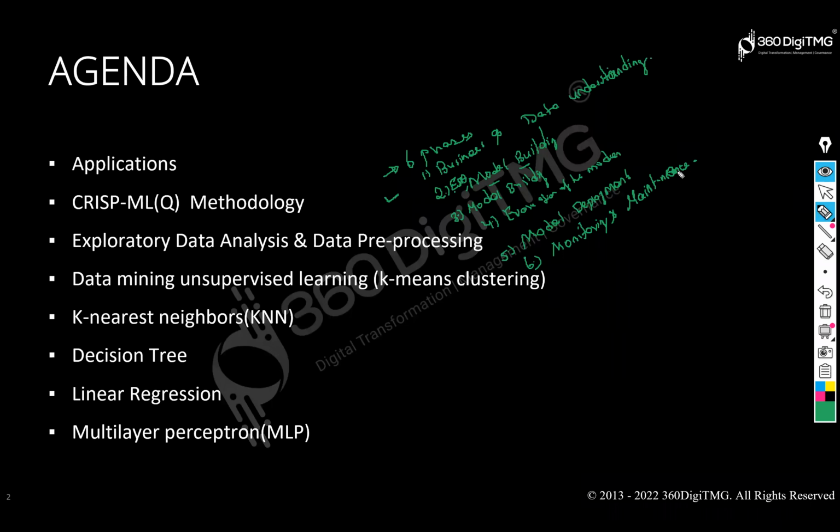Once the model building is done, what will we do? We will evaluate the model. Let us say we have some 1,000 rows, 1,000 data points. I will take some 700 data points for model building. Once I take the 700 data points and build a model, I will test my model now.